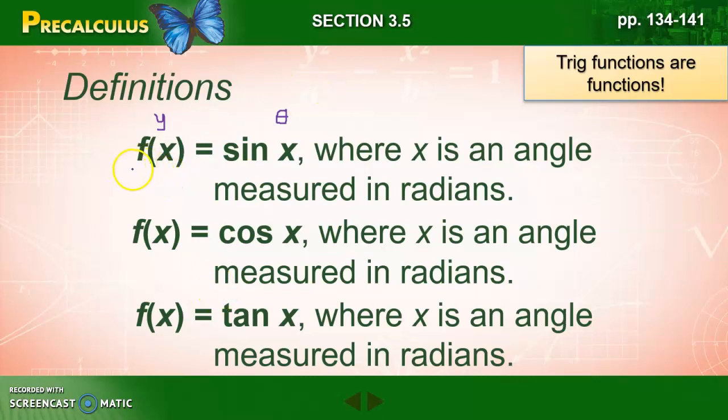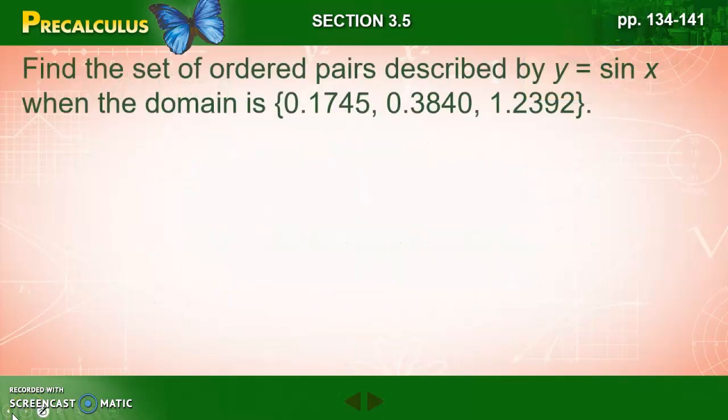That should be easy to remember. This is our function notation, and this is sine, so sine function. Not too difficult. Hopefully you got those 3 definitions. If we were going to find the set of ordered pairs described by f of x equals sine x or y equals sine x, this is our sine function, where the domain is these 3 numbers. All we would have to do, just like in any other function, is plug and chug. So pause just for a second, plug those into your calculator, resume the video when you're ready to check your answers.